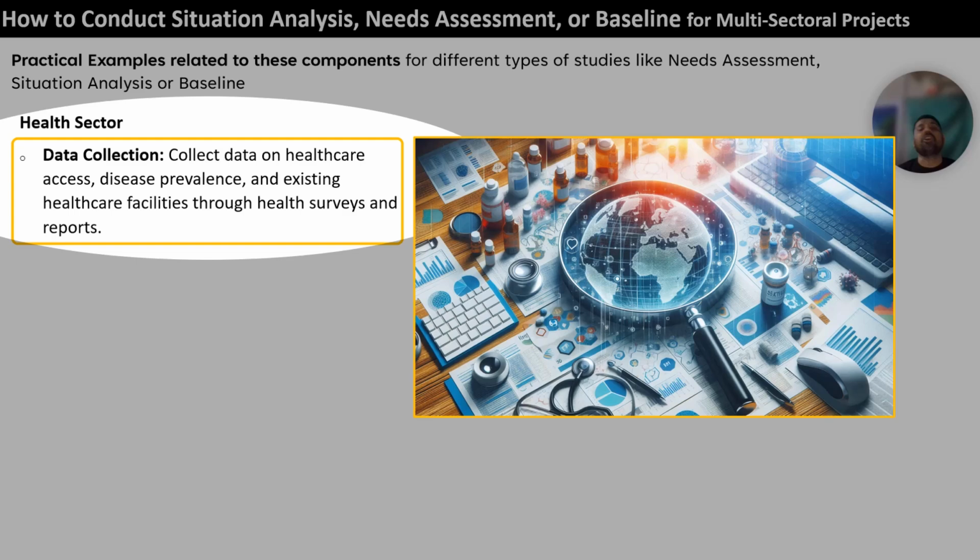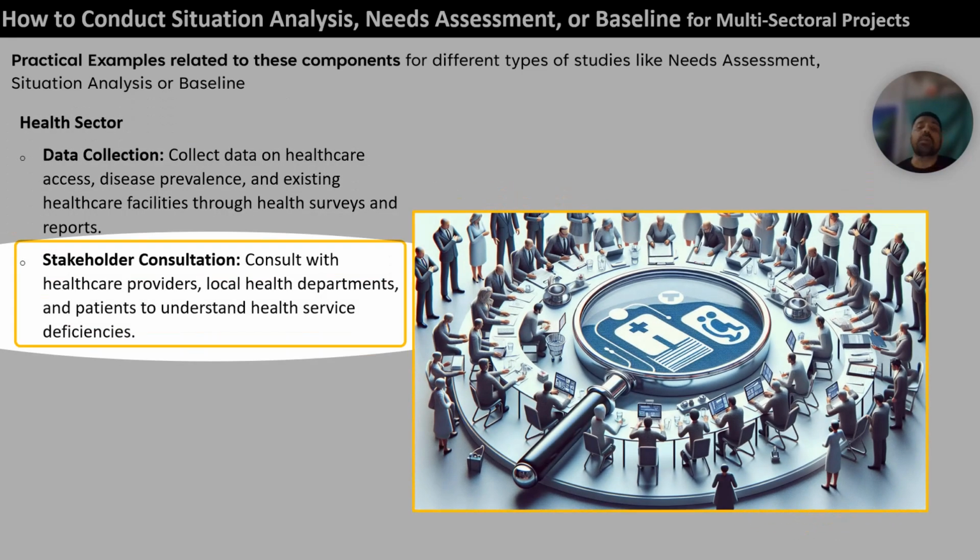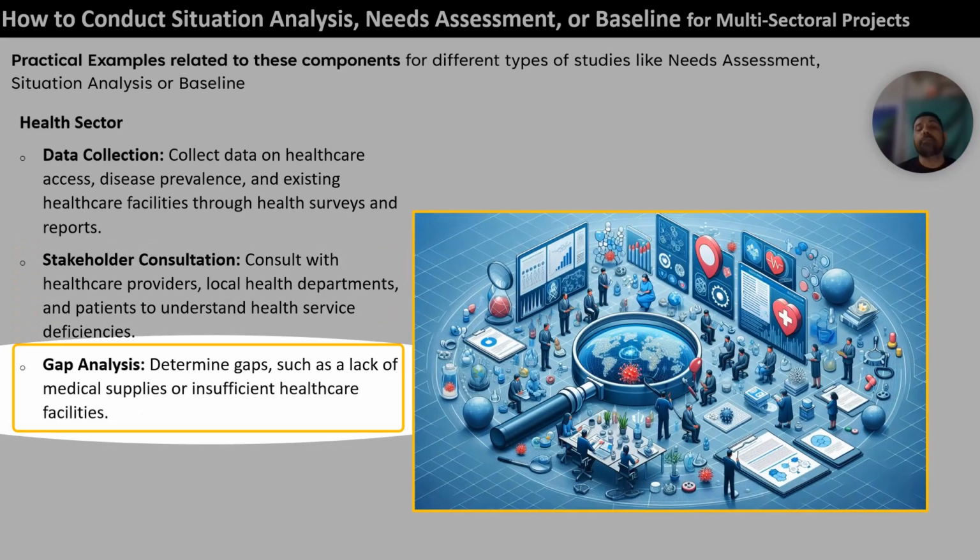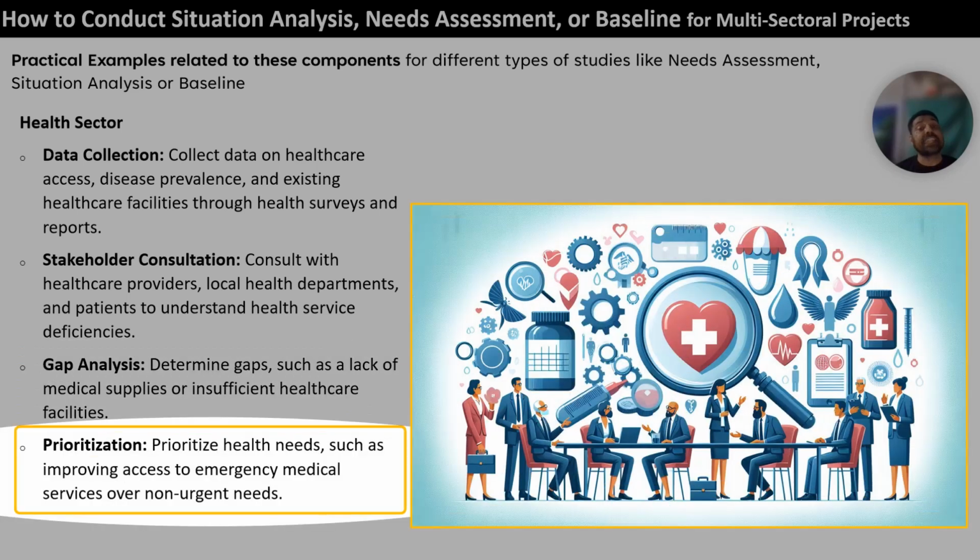Here are some examples of these components in the health sector: collect data on healthcare access, disease prevalence, and existing healthcare facilities through health surveys and reports. Stakeholder consultation, we will need to consult with healthcare providers, local health departments, and patients to understand health services deficiencies. The gap analysis component in health sector would be to determine gaps such as a lack of medical supplies or insufficient healthcare facilities. And then the prioritization component in health sector would be to prioritize health needs such as improving access to emergency medical services over non-urgent needs.